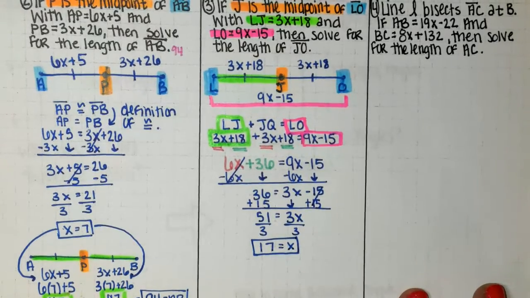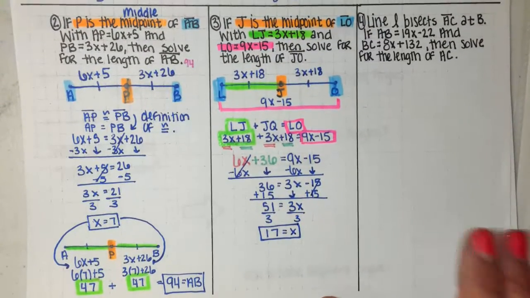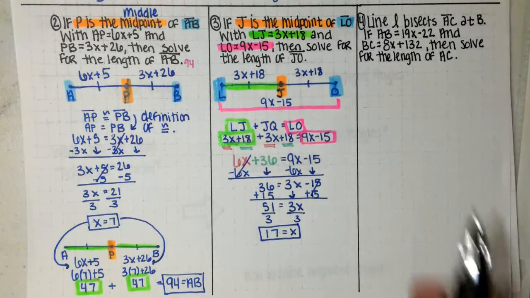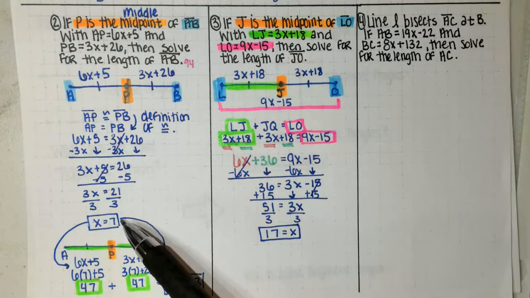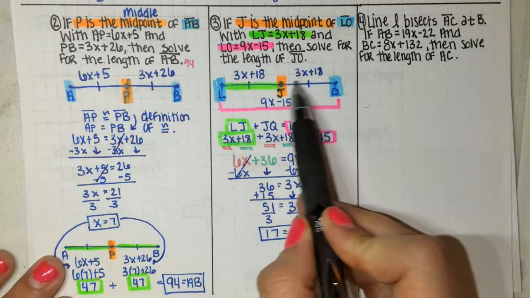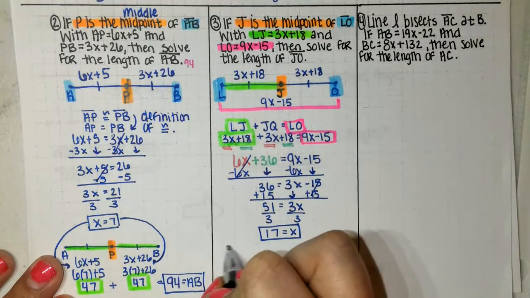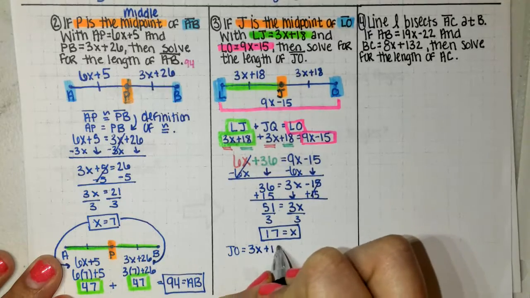Then we have to ask ourselves, did we actually answer the question? And the answer is no, we did not. The question wants the value of JO, not the value of x. You have to go through x to get to JO, just like over here. You had to get to x to get to the length of AB. So the value for JO is 3x plus 18. So JO is equal to 3x plus 18.